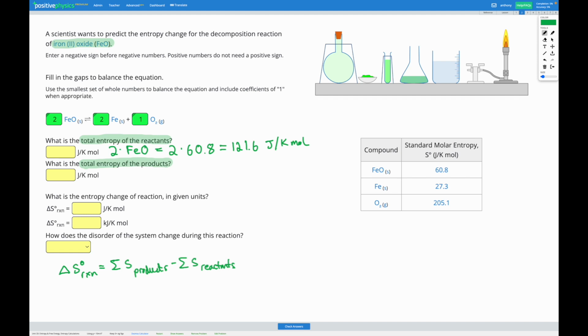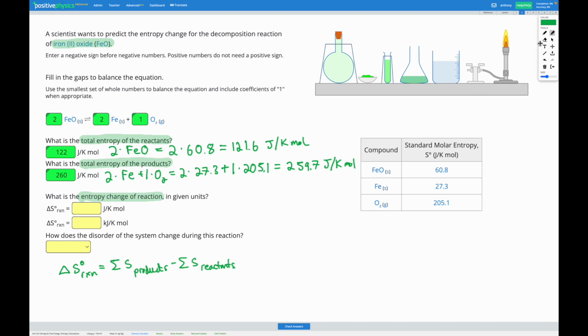For the total entropy of the products, we've got 2 times iron and 1 times oxygen. So that's going to be 2 times iron, which has a standard molar entropy of 27.3, plus 1 times oxygen, which has a standard molar entropy of 205.1. If we put that into our calculator, we get a total entropy of our products of 259.7 joules per Kelvin mole. So let's enter those numbers to check we got them right. Awesome.